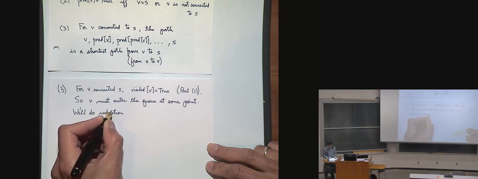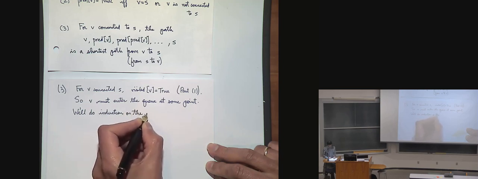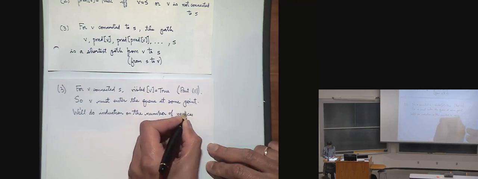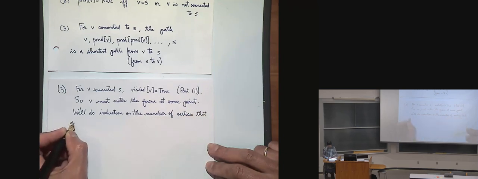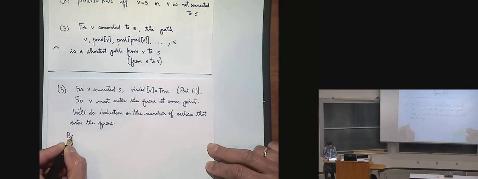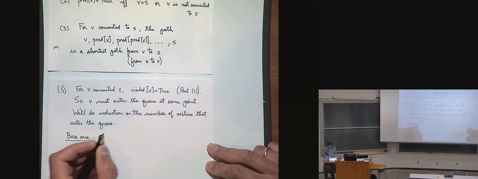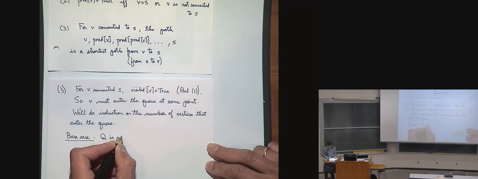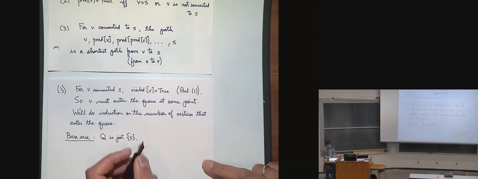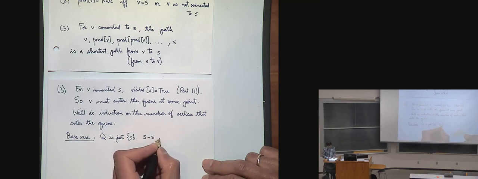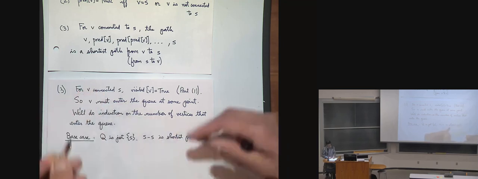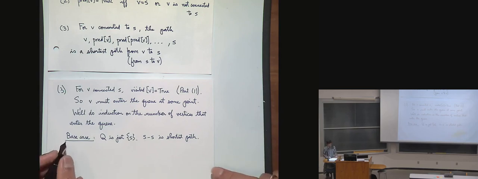Okay, so we'll do induction on the number of vertices that enter the queue. And so again, the base case: the queue is just the set S, right? It just has one element S in it, and so obviously S to S is a shortest path. This is sort of vacuously true then. So there's nothing to do in the base case.